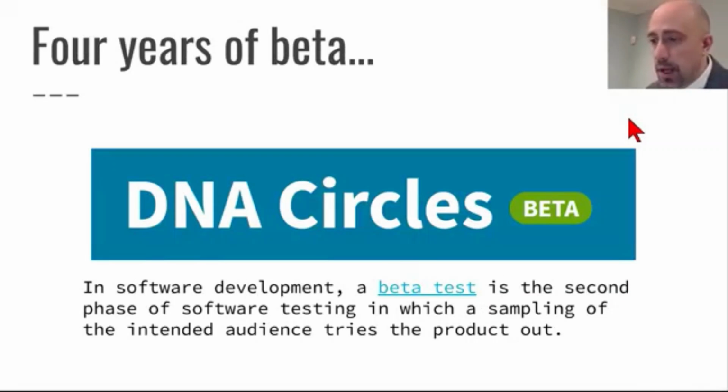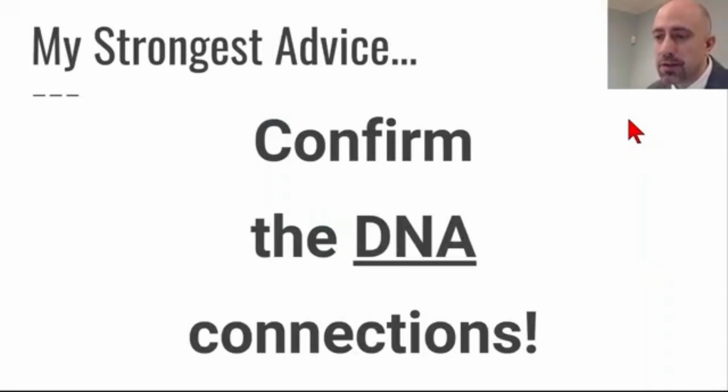Four years later, 4.5 years later, the DNA circles are still in beta, which apparently means that we should temper our expectations. It's interesting that they've been in beta for so long. My strong advice when looking at any kind of DNA match information or DNA circle or shared ancestor hint, be prepared to confirm the DNA connections.